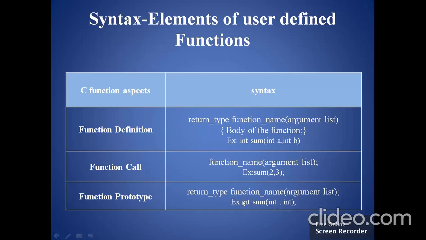So this int represents the type of the data the function will pass to the main program. Then this sum represents the function name. Then inside the bracket, we will have two ints. The first int represents that the function will receive a value from the main program, and its data type will be int. The second int represents the same thing: the function will receive another value from the main program, and its data type must also be int.